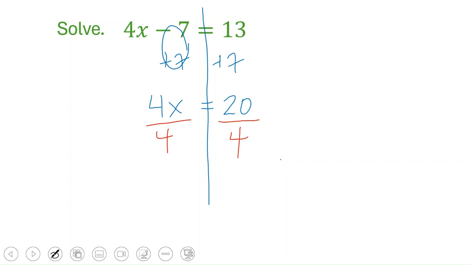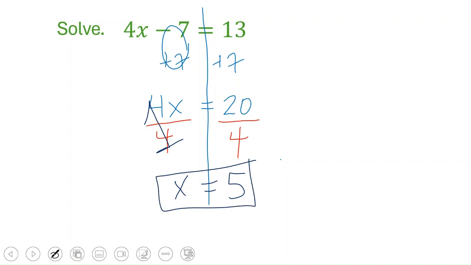As a quick check, I should be getting a 1 when I do my inverse operation for multiplication or division. 4 divided by 4 is in fact 1. That leaves me with 1 times x, which is x. 20 divided by 4 is 5. So x equals 5.